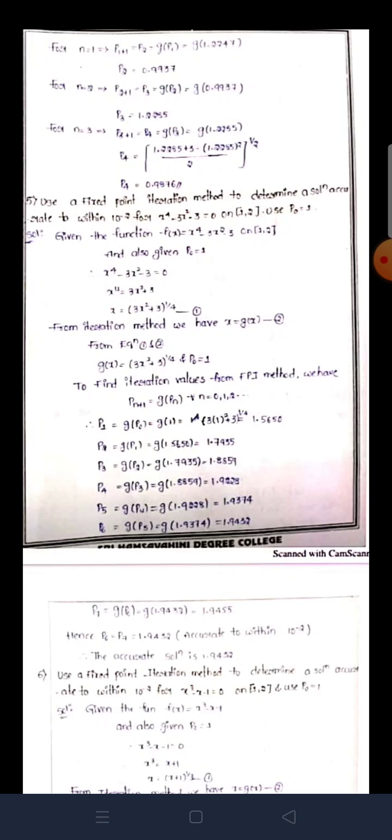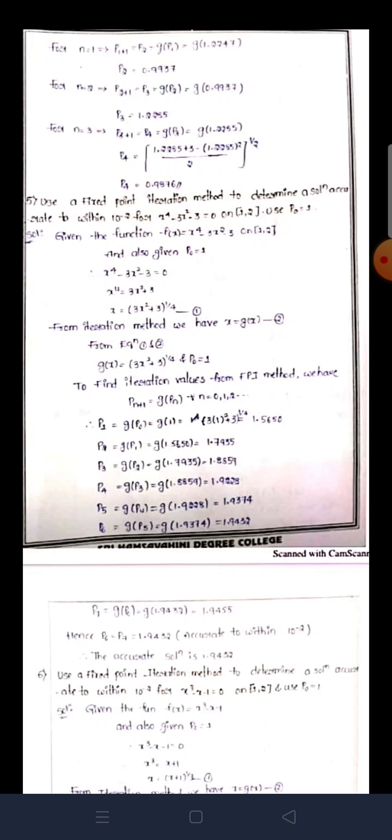Solution. Given function f of x equals x power 4 minus 3x square minus 3 on the closed interval 1, 2, and also given P0 is equal to 1. x power 4 minus 3x square minus 3 is equal to 0, x equals (3x square plus 3) power 1 by 4. This is equation 1.